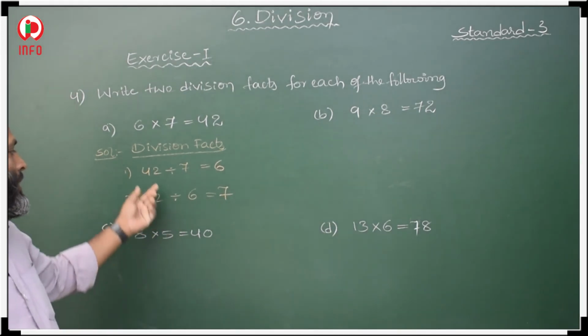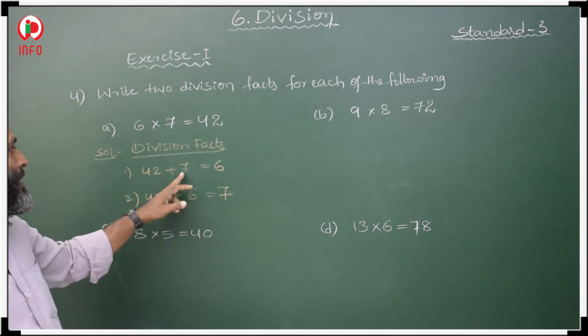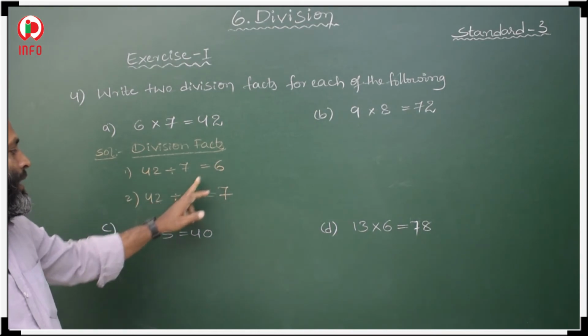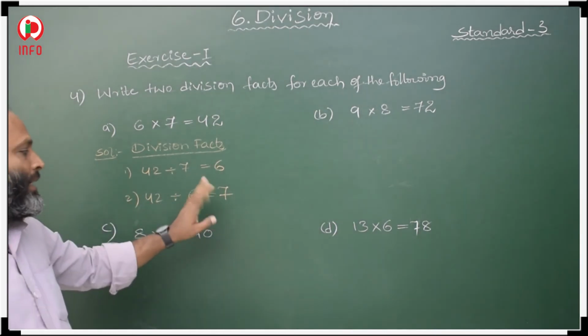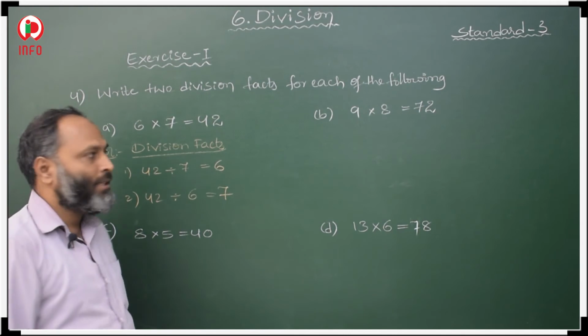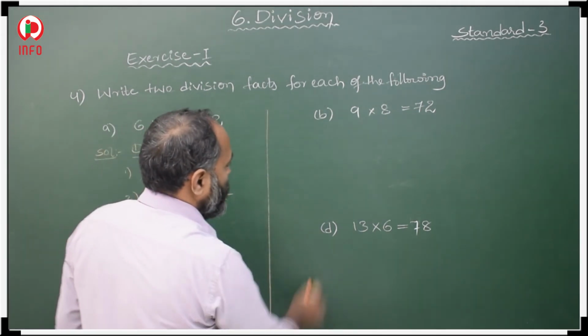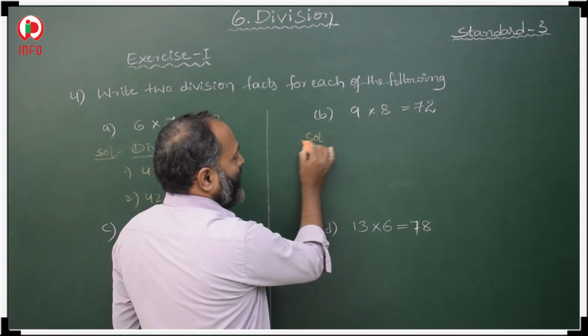Simple. Here we have to take product. If you take divisor as 7, then we will get 6. If you take divisor as 6, then you will get 7. That is it. Next, in the second question, division fact.